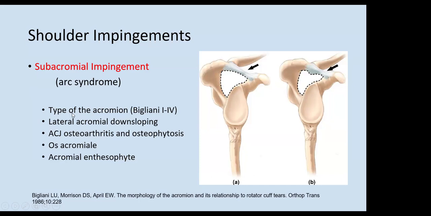There are various conditions that are implicated in the subacromial impingement, such as different types of acromion. We will look at those different types in a minute. Also, the lateral acromial downsloping. Any osteoarthritis of the ACJ may lead to narrowing of this arc. Also, os acromiale and acromial enthesophytes.